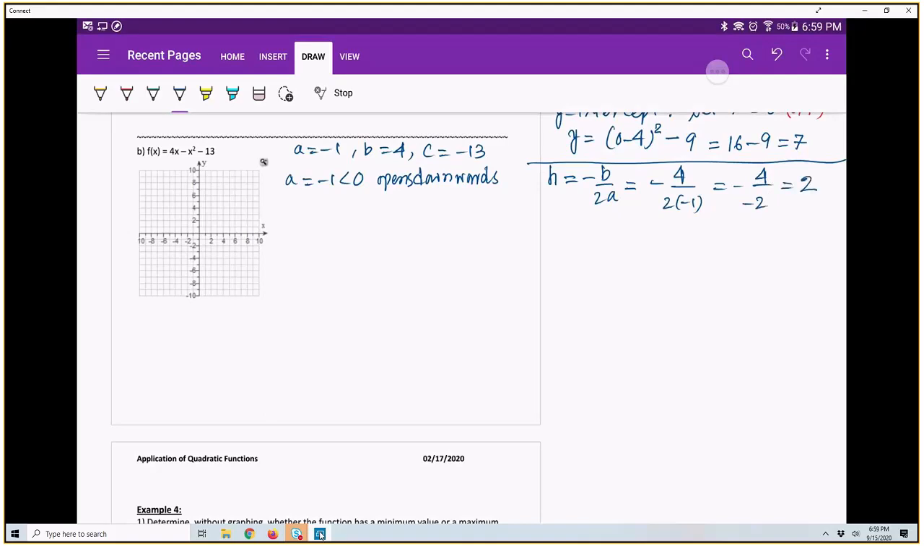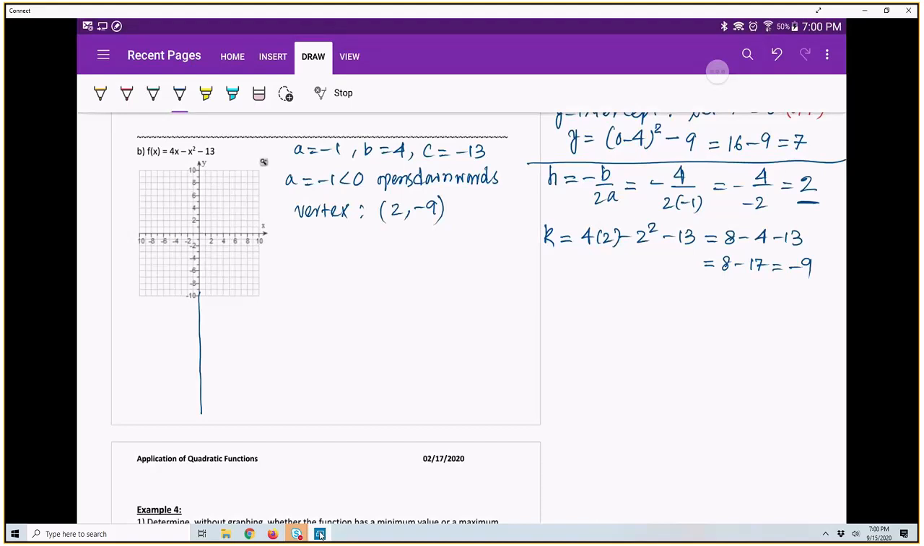And remember, the easier way of finding the y coordinate, instead of using the formula, I take the x coordinate 2 and put it back in the formula for the parabola. So I get 4 times 2 minus 2 squared minus 13. And that is 8 minus 4 minus 13. So this is 8 minus 17, and that's negative 9. So the vertex of the parabola now is found, and the vertex is the point x equal to 2, y equal to negative 9. So let me extend this thing a little bit.